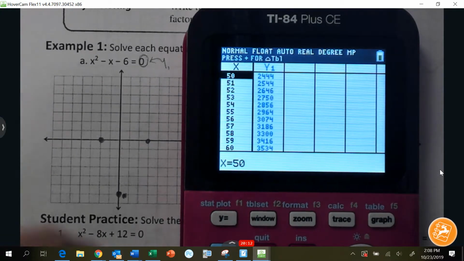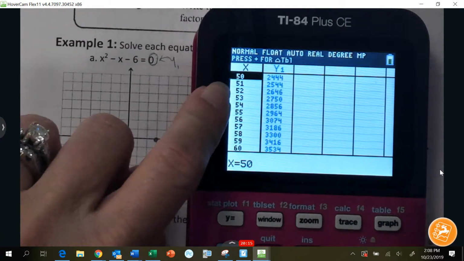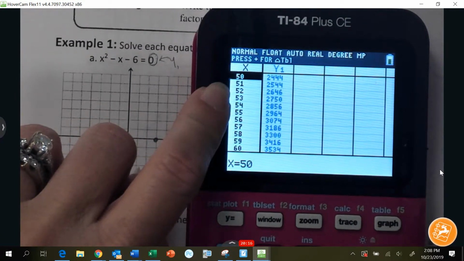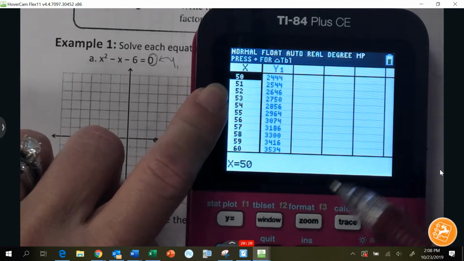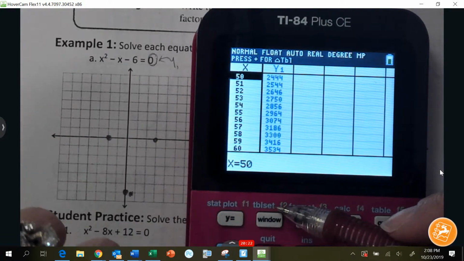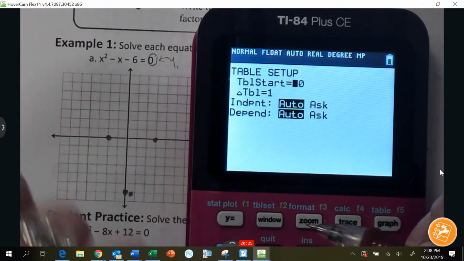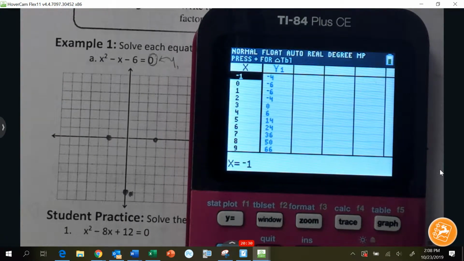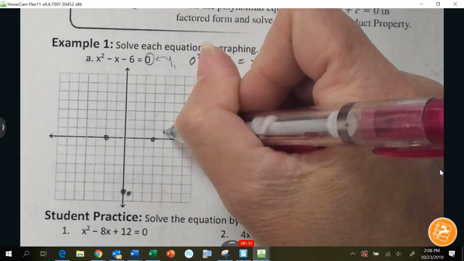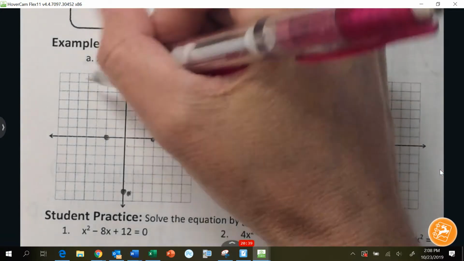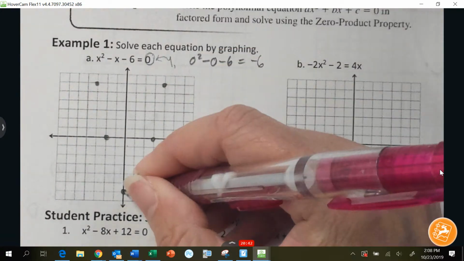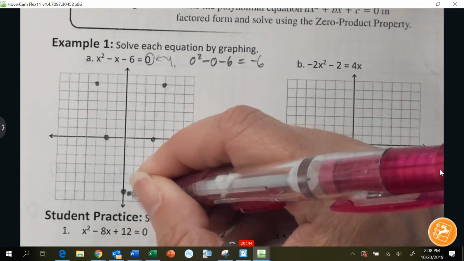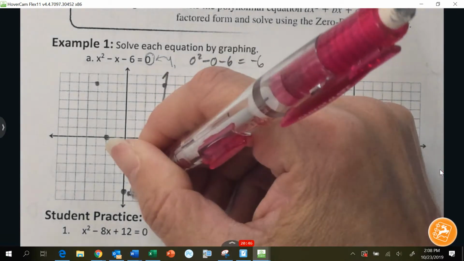Second graph. Oh, my table's way at 50 right now. If you want to change your table, you can either scroll or you can use table set, which is right here. It says second, and you can say start at 0. Second graph is table. Here's a bunch of ordered pairs I can graph: 1, 4, 6. There's a bunch of points I could graph.